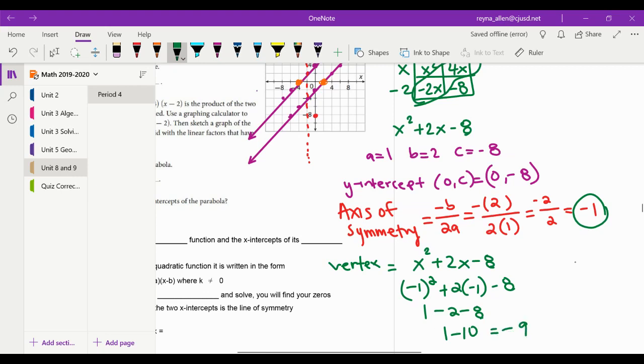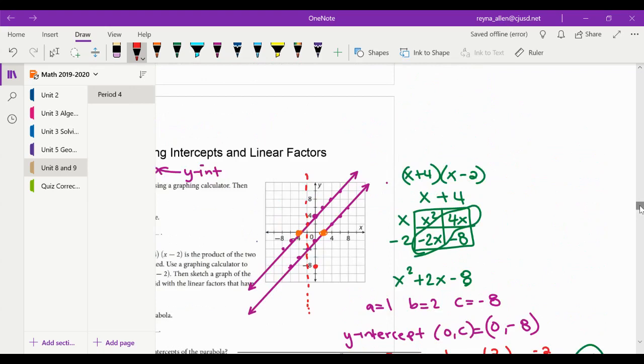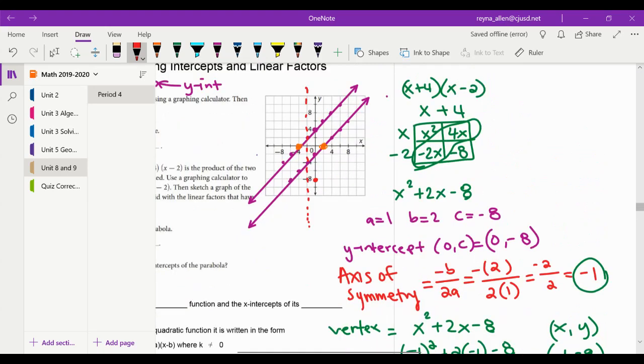-9. All right, so my vertex is my x and my y. My x was -1, which we got up at the top. My y is down at the bottom, -9. Okay, now we can put this on our graph. -1, -9. We can also put an additional point on the left side, since we know that it's symmetrical across the axis of symmetry.